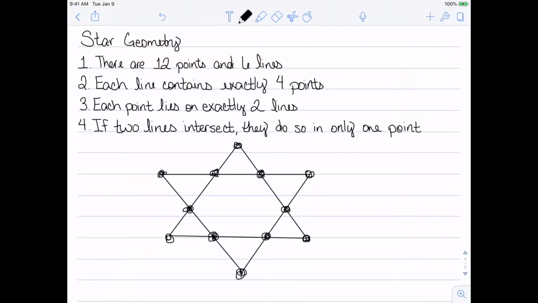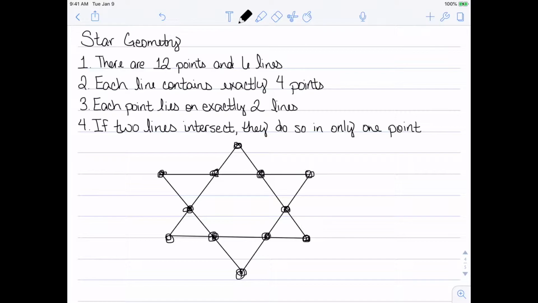The second one, every line contains exactly 4 points. You can double check that that is satisfied here, as well as the fact that each point has 2 lines, and that each 2 lines intersect, they do so in only 1 point. So this is a geometrically faithful model for this system. Our next question was, is this a projective plane?